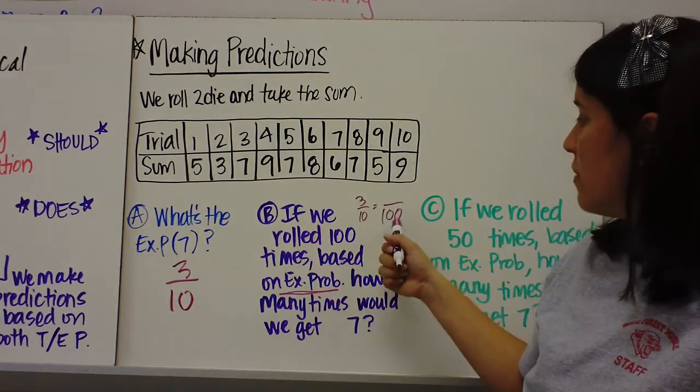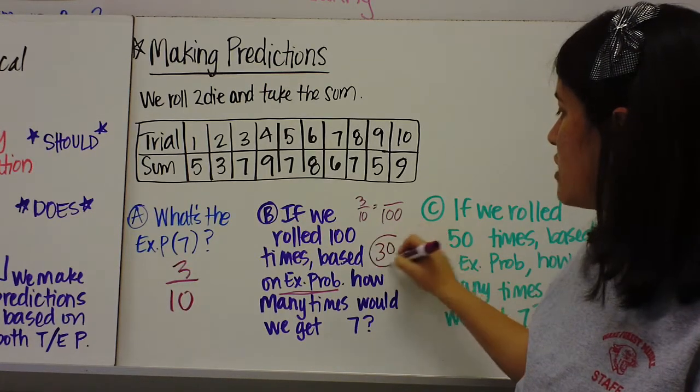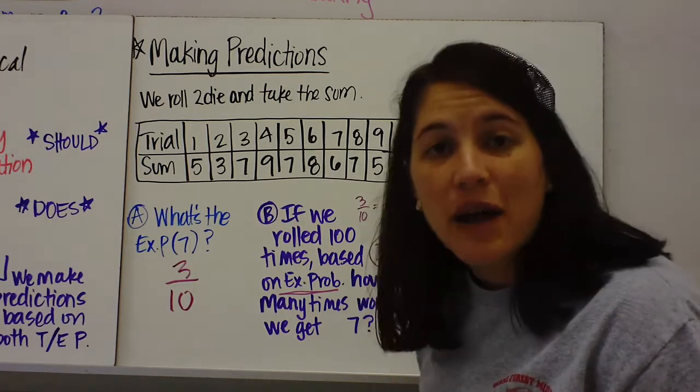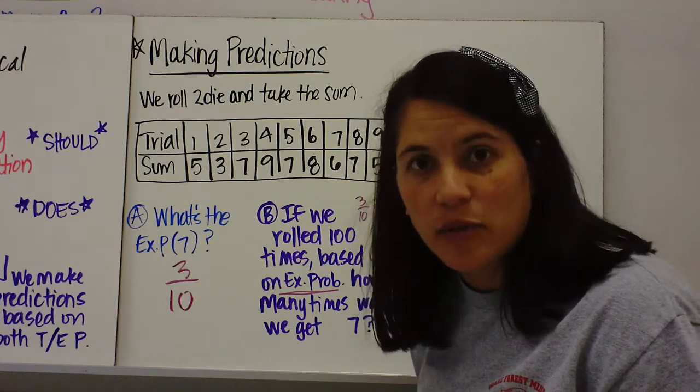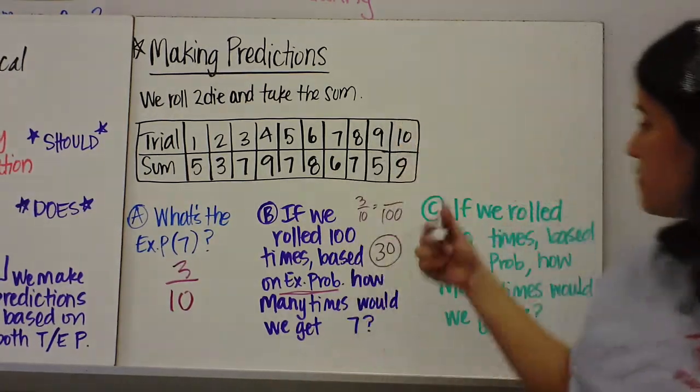100 times goes on the bottom, so if you solved that, it would be 30 times. I would expect to get a 7 based on experimental probability. Doesn't mean it's going to happen, that's just my prediction.